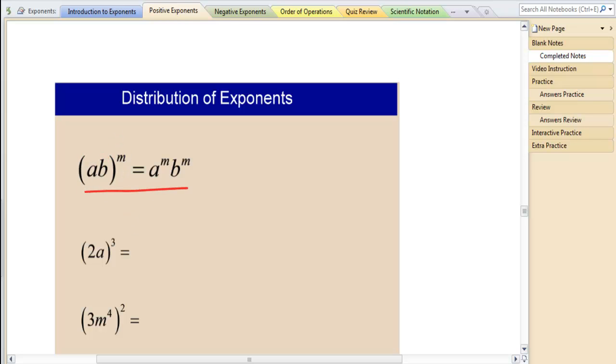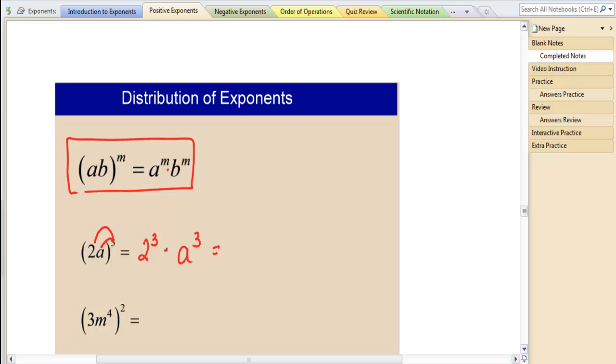So here's our rule. If ab is in parentheses and it's raised to the exponent m, that means that a is raised to the m and b is also raised to the m, and they're multiplied times each other. So let's look at some examples. If we have 2a raised to the third power, that means we're raising 2 to the third power and we're raising a to the third power. So this actually equals 2 to the third power times a to the third power.